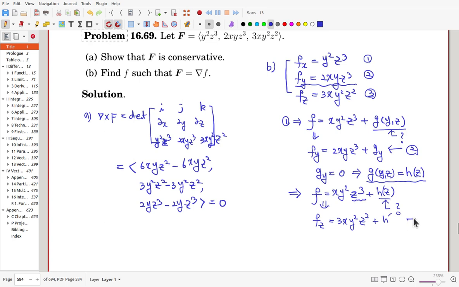Okay, now compare this term with equation 3. And then we can see easily that h prime is 0. That implies h is not a function of z, since its derivative is 0, which means that it is a real constant. Right? So we can conclude f is xy squared z cubed plus a real constant. That's the final answer.